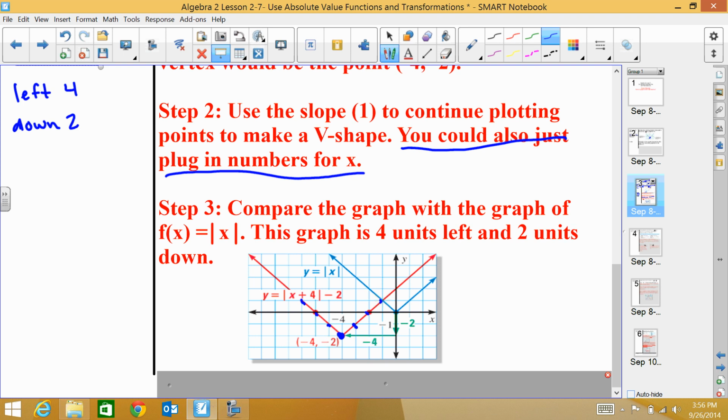Now it says to compare this graph with the graph of y equals the absolute value of x. Well, that is at 0, 0. So what I did was basically I took this same graph, but I went left 4 and down 2. So that's when they say compare the graph, that's what they're asking for. They're asking how did it transform. So you have to tell which direction it moved, if it stretched or compressed, and things like that.